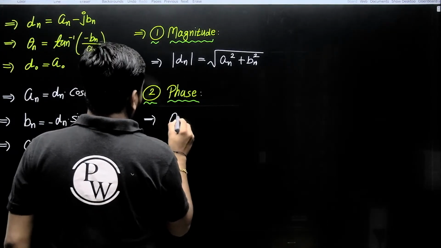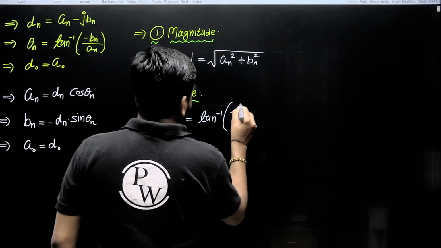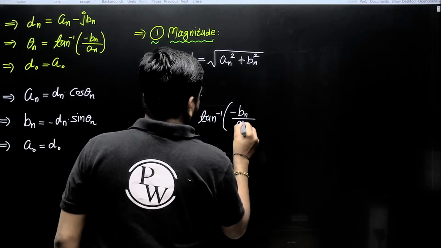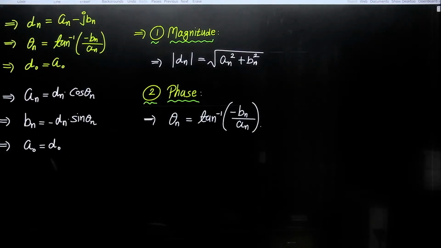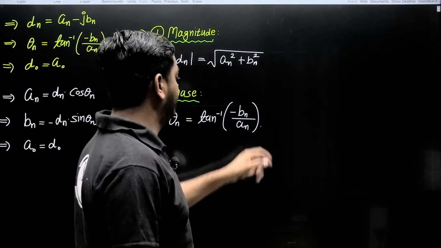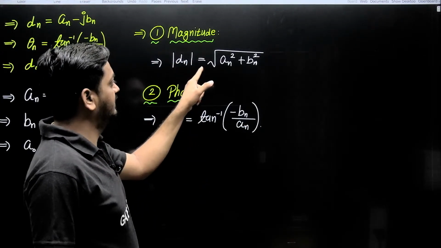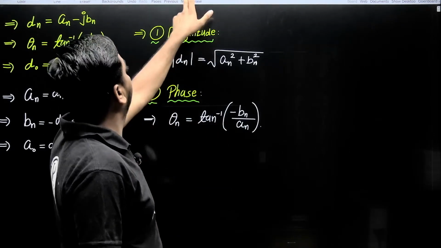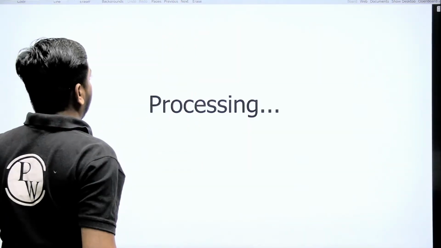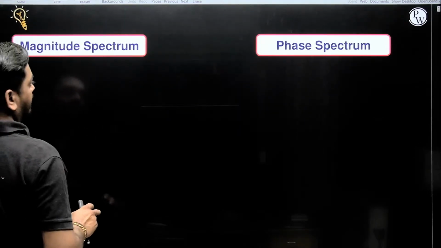Phase angle theta n is equal to tan inverse of minus bn upon an, guys. You can see here the magnitude spectrum is dn, correct, and the phase spectrum will be this, minus tan inverse bn upon an. So magnitude spectrum and phase spectrum. So let us draw the magnitude spectrum.